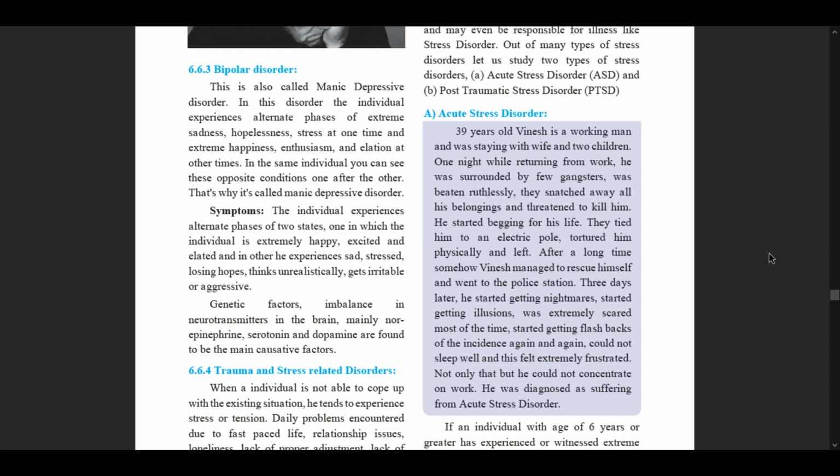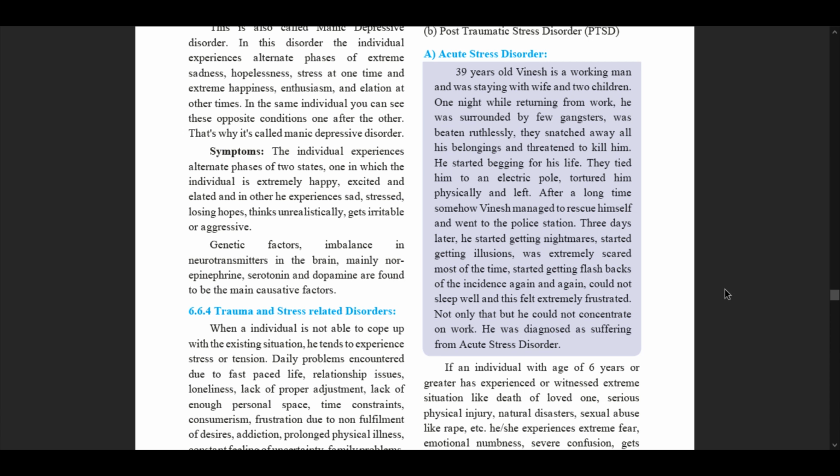3 days later, he started getting nightmares. He started getting illusions and was extremely scared most of the time. He started getting flashbacks of the incident again and again. He could not sleep well, and this felt extremely frustrating. Not only that, but he could not concentrate on work. He was diagnosed as suffering from acute stress disorder. So this was an example of how even such incidents can have a very large impact on an individual, a grown man's life.